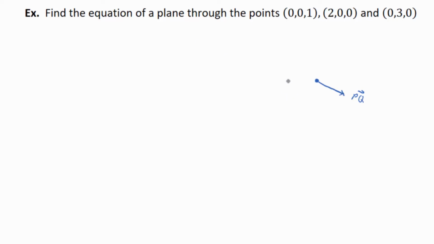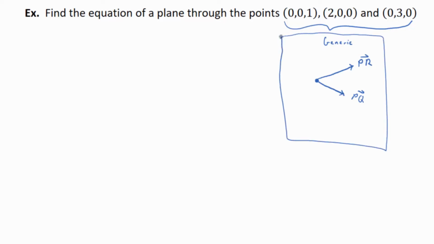Actually, let me draw it over here. And again, this picture is generic. It's not representative of what these points look like in relation to each other. So this picture is generic. So if you have a vector PQ, a vector PR, then what is a vector that's perpendicular to both of those? The PQ cross PR. Now, it just so happens that PQ cross PR would have to point in this direction. Does everybody see why?